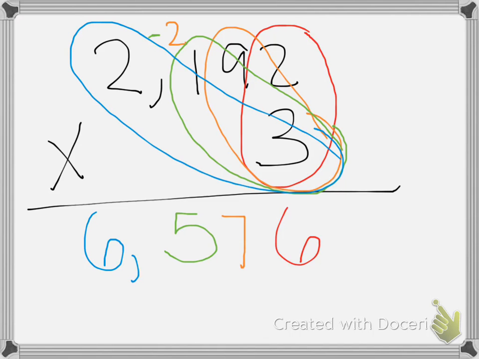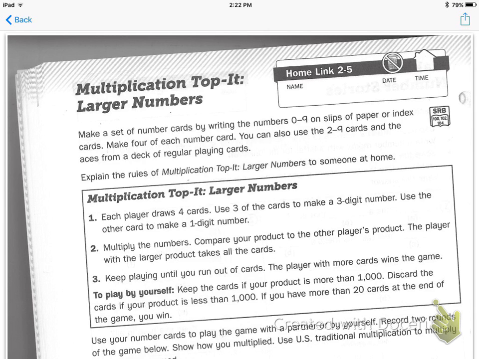Let's take a look at your homework. Mr. Board did not scan this the best way, but we can still read it. Make a set of number cards by writing the numbers 0 through 9 on slips of paper or index cards. I also use dice, but that doesn't always give you 9, but it's what I had. Make 4 of each number card. You can also use the 2 through 9 and the ace from a deck of regular playing cards. So if you have cards at home, use that. It says, explain the rules of multiplication, top it, larger numbers to someone at home.